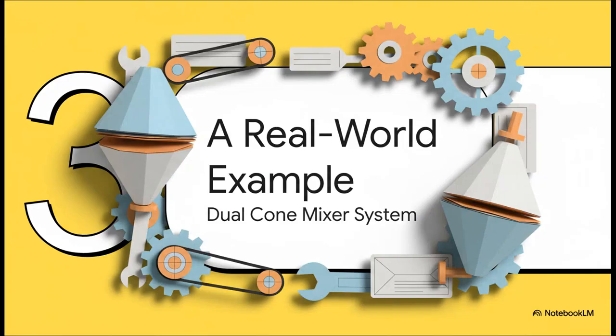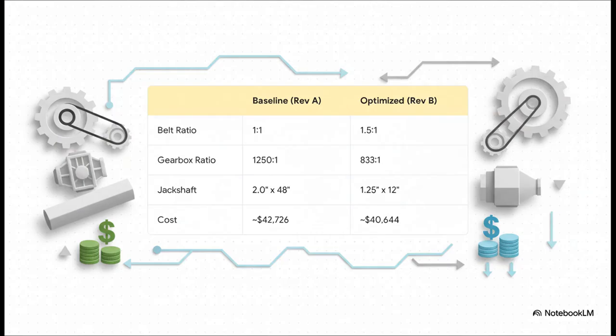All right, enough theory. Let's see how this actually works in the real world. We're going to take a look at a real mechanical design project, a drive system for a dual-cone mixer, and see how version control was used. So here you can see a clear evolution of the design.